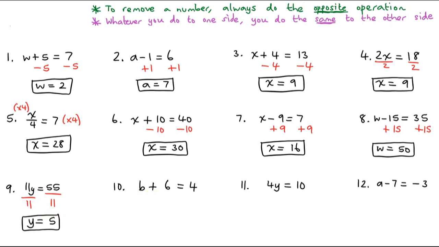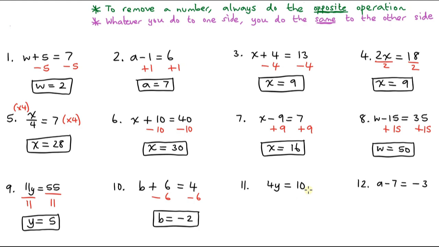Okay, question 10. b plus 6 is equal to 4. At the moment we're adding 6, so let's minus 6 from both sides. So on the left hand side we get b, and on the right hand side we have 4 minus 6, which is negative 2. So our first negative answer here. But don't be freaked out by that. Just follow the same process, and if your answer is negative, then so be it. That is the answer.